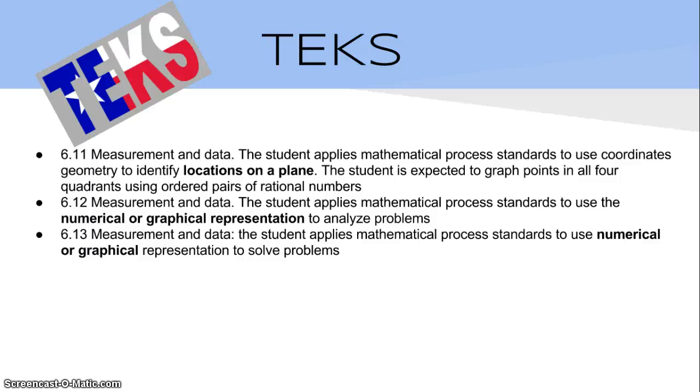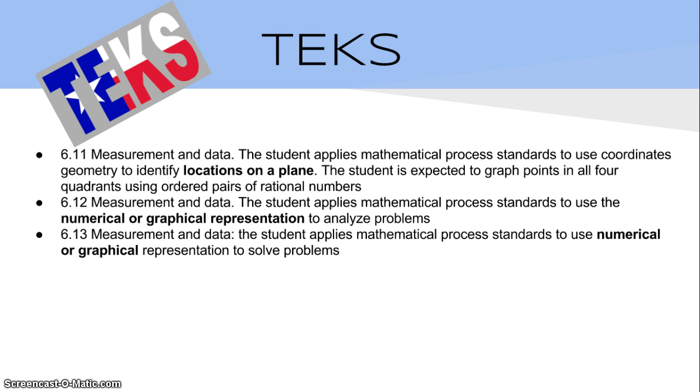Back to locations on a plane, students are expected to be able to go in all 4 quadrants, being able to use distance, and being able to use ordered pairs in a sense of measurement. One of the last things we see for 6th grade is representation to solve problems, meaning that they're going to use all this measurement data information that they've learned over 6th grade and incorporate it into problems.